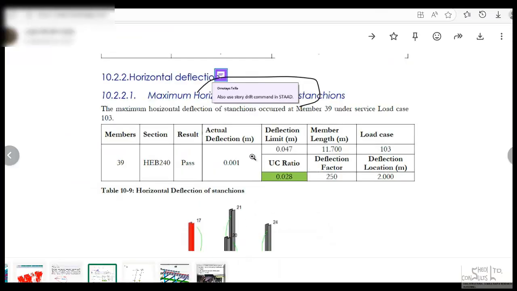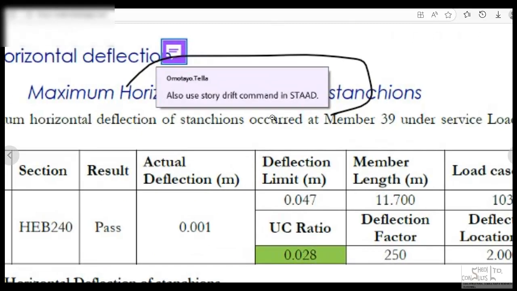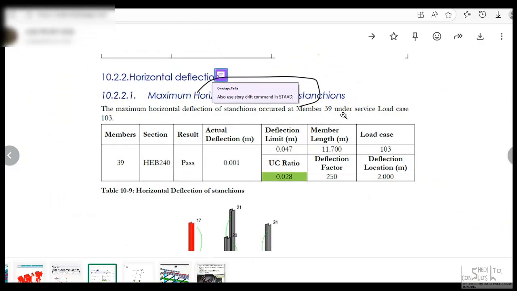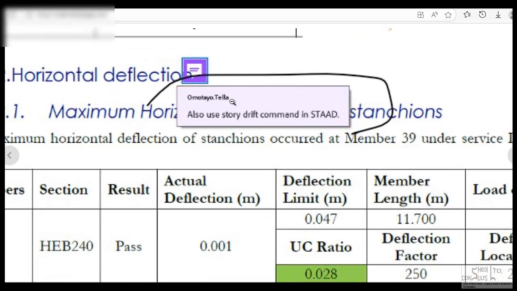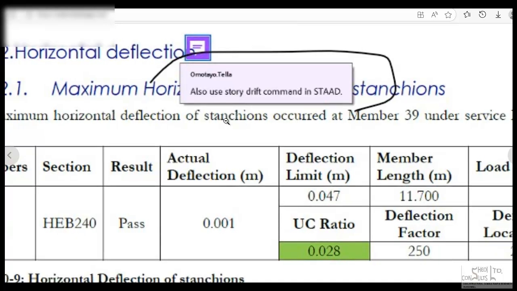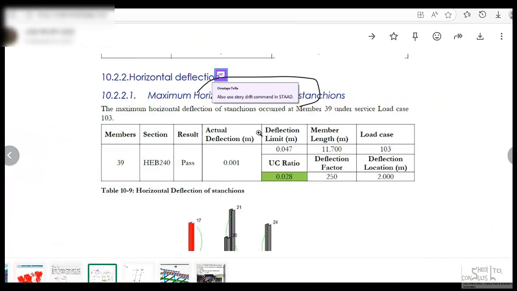Now, this individual reached out to us and specified that his client is asking that the drift command instead should be used in the evaluation of horizontal deflection. Now, this is wrong, and we're going to explain why this request by the client is wrong. Possibly the client does not understand the application of the drift command. So we are going to use an example to explain the drift command and how it applies in the calculation of deflection, and whether what this client is requesting is accurate and complies with the requirements of EN 1990.